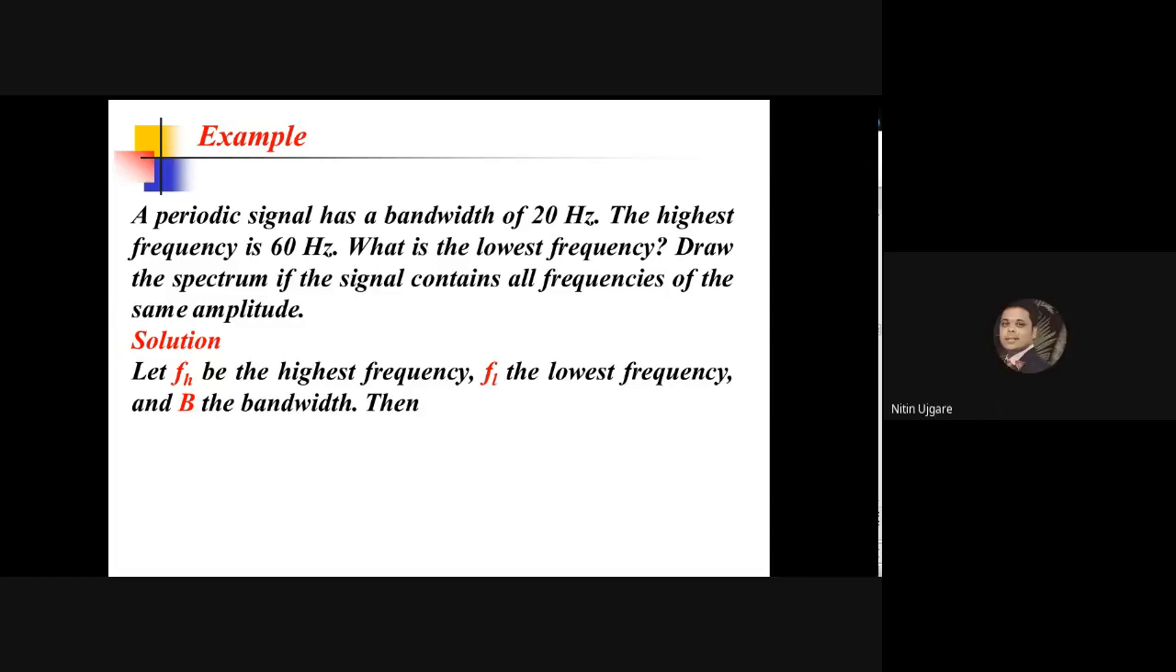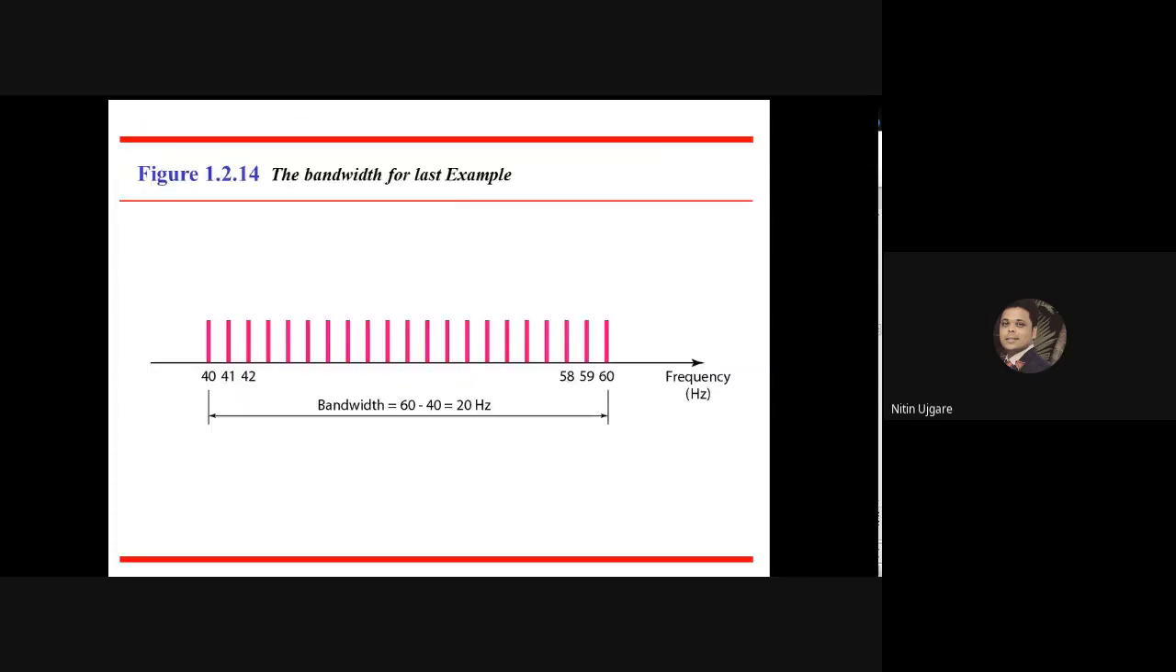And if I try to represent this signal, then it will be represented across the frequency domain like this. So the lowest frequency in this signal has 40 hertz, and the highest frequency has 60 hertz. So we can have 20 such different single spikes within this range, which represent the different frequency values.